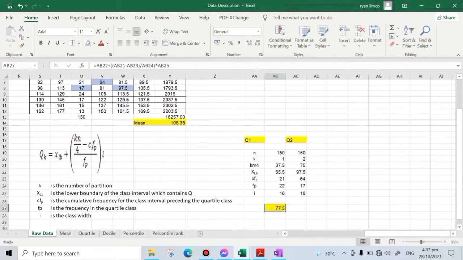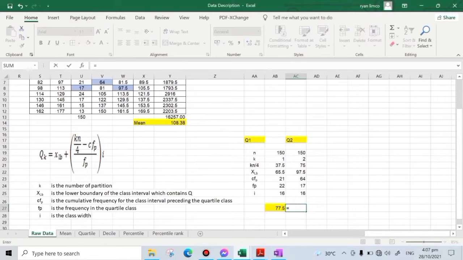Now, so para gawin natin to, since the same na naman yung formula nito, so apply natin yung formula natin. We have XLB plus numerator, that's Kn over 4, minus CFP divided by FQ multiplied by the interval 16, and that's 107.853.